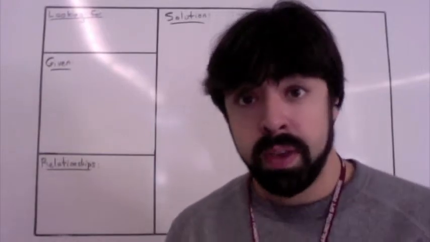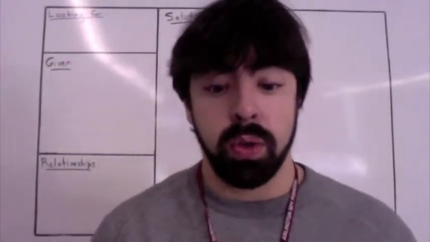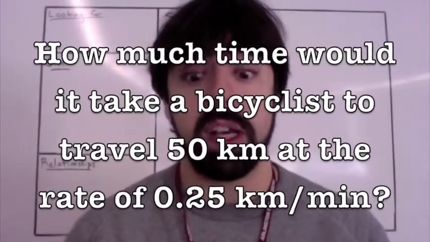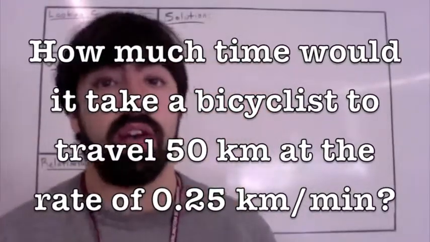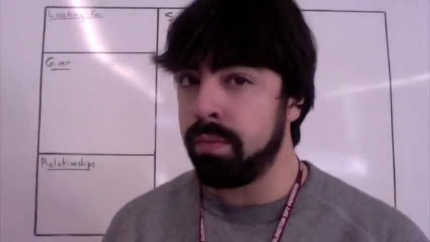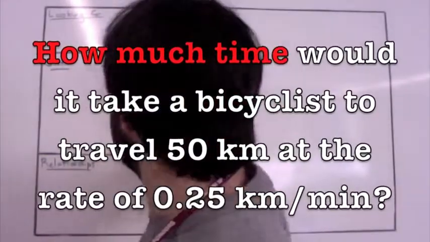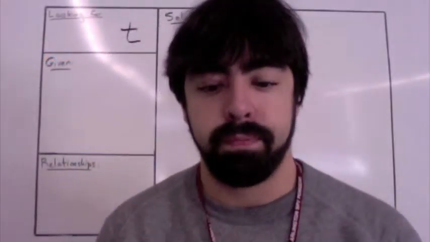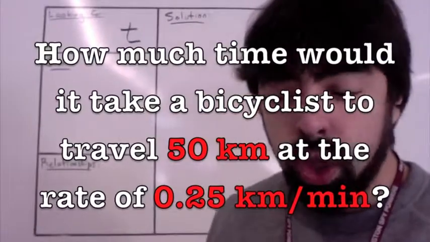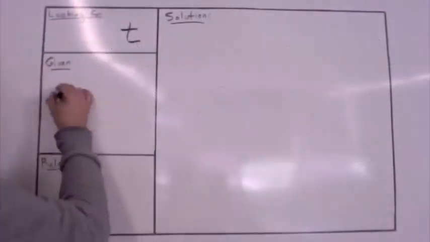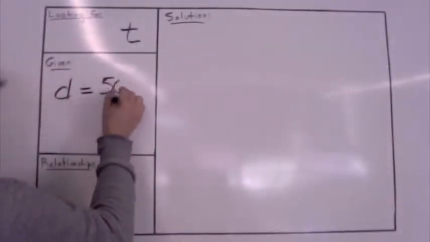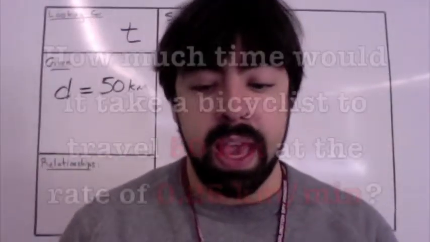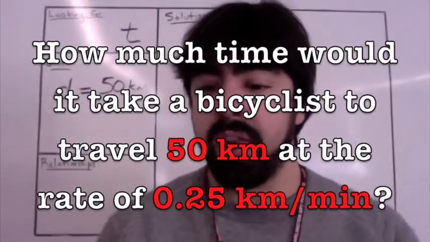Our last problem is going to be solving for time. So let's look at that. How much time would it take a bicyclist to travel 50 kilometers at a rate of 0.25 kilometers per hour? So what are we looking for? How much time? T. What are we given? We're given that travel 50 kilometers. You should recognize that the km is units of distance. And a rate of 0.25 kilometers per minute.